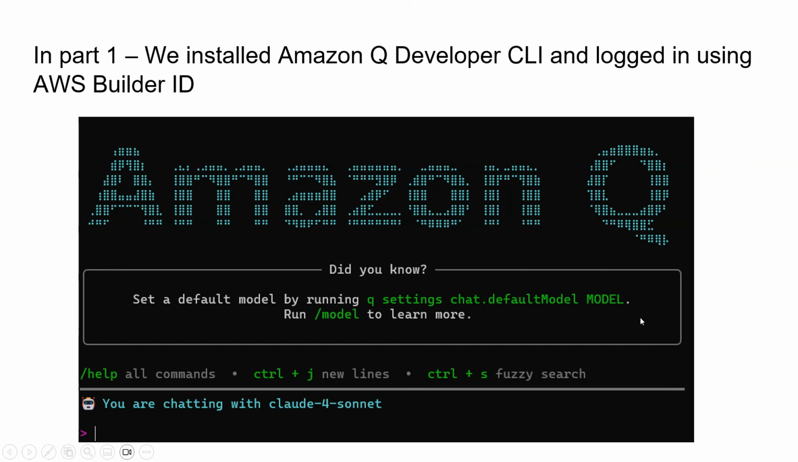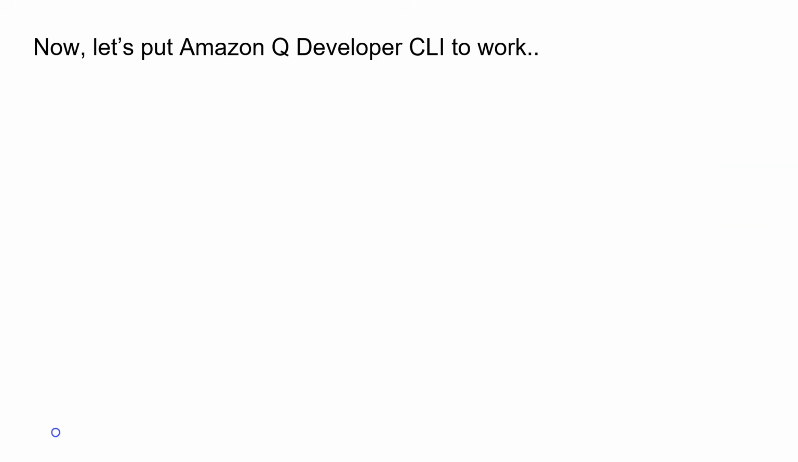In the first part, we installed Amazon Q Developer CLI onto a workstation, and I showed you how to install it on Mac and how to install it on Windows. Now I assume that you already have Q CLI installed on your workstation, and if not, go to the previous video, which you can find in the link above, and then come to this video. Okay, now let's get started.